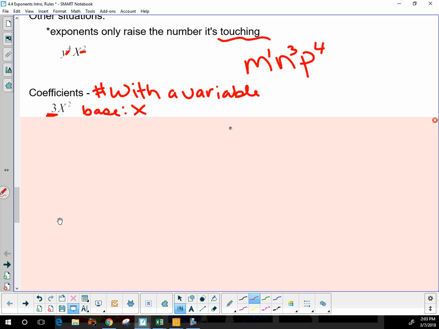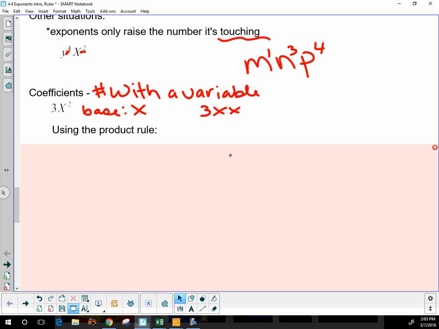Because that squared, that 2, is not touching the 3, and my exponent is obviously this little 2. So if I were to write this out the long way, it would be 3xx. This exponent has nothing to do with that number 3. So see how I just drew that arc there? If I have to draw over or connect over another number or a variable, it doesn't belong to that one. Okay?